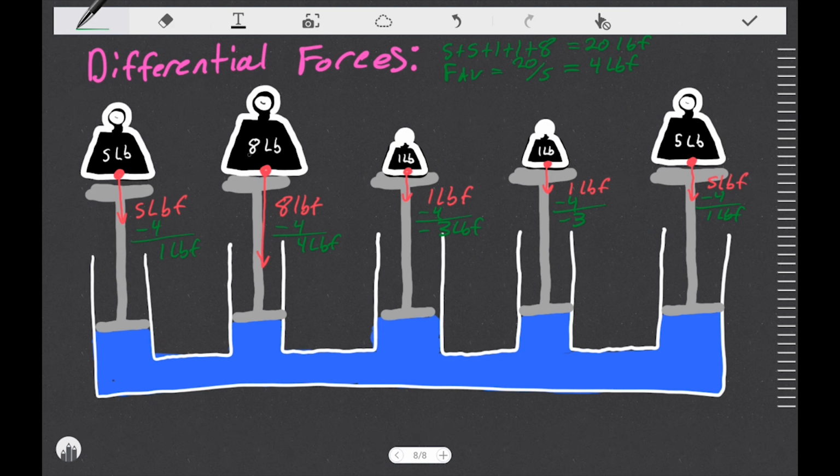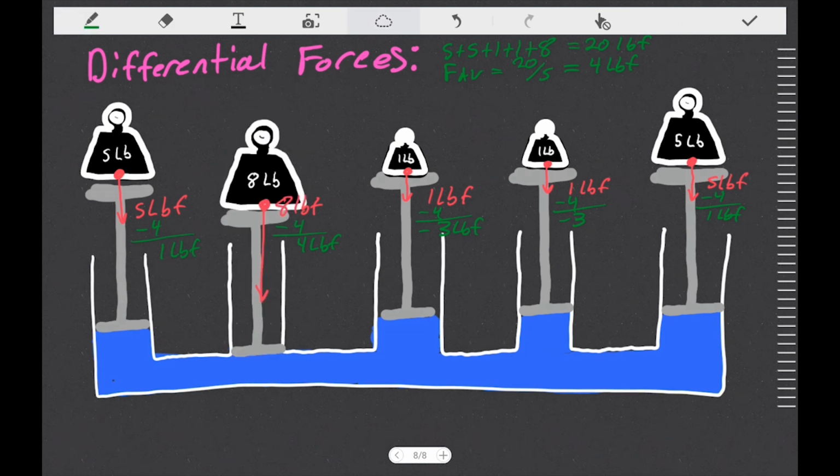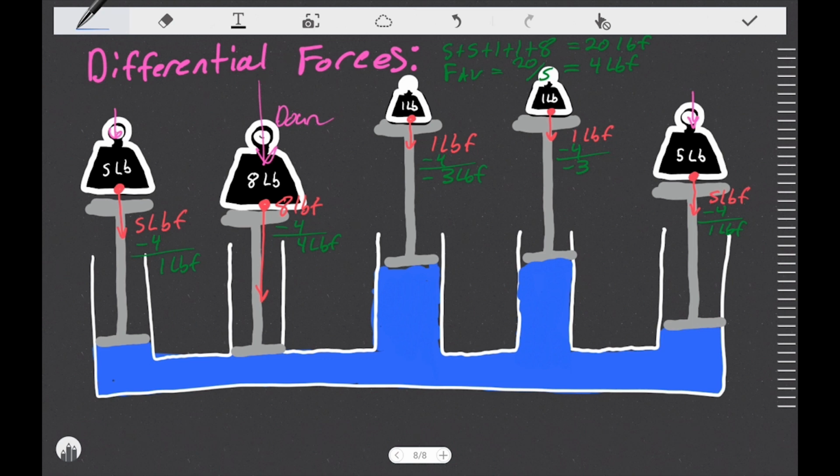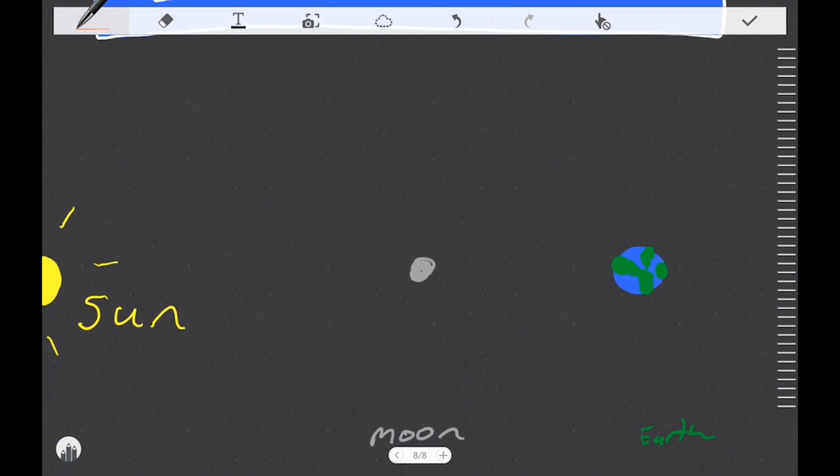Well, the 8-pound weight is going to move down, and it's going to move down as far as it can. The 5-pound weights are going to move down as well, but they're going to move down less far, about a quarter as far. And each of the 1-pound weights are going to move up about 3/4 as far as the 8-pound weight moved down. So let's get back to planet Earth and apply that concept again.